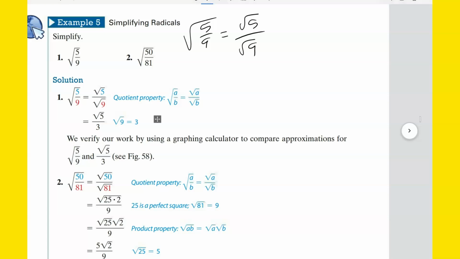So notice that the square root of 9, that's a perfect square. That's just 3. So it's just a 3 on the bottom now, and a square root of 5 on the top, and that's how I simplify that expression.